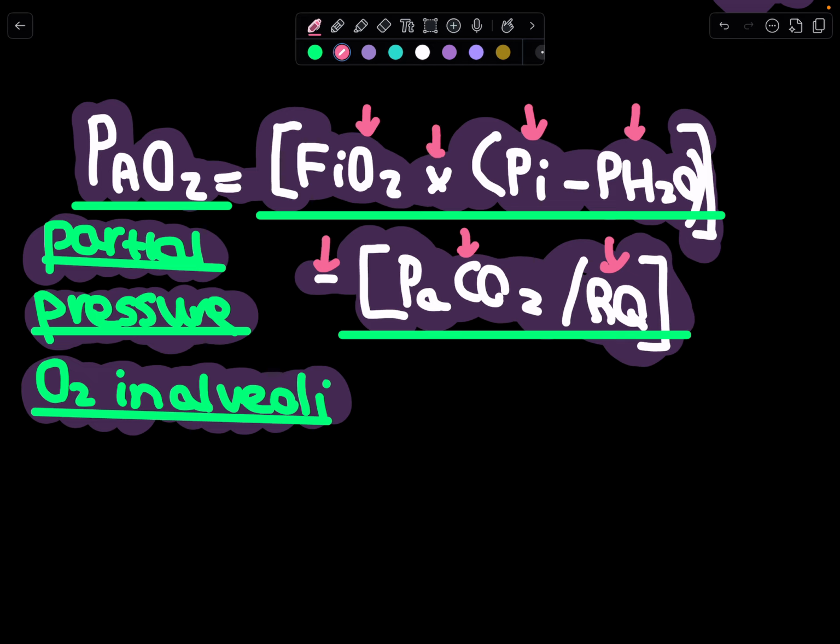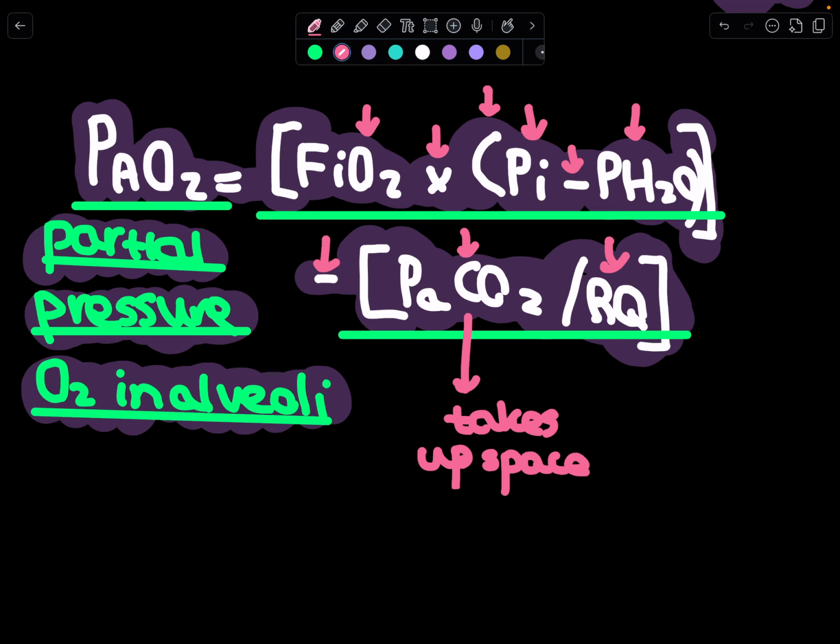We subtract PaCO2/RQ in the alveolar gas equation because the carbon dioxide, PaCO2, in the alveoli takes up space, reducing the oxygen pressure available for diffusion. Dividing by the respiratory quotient, RQ, adjusts for the ratio of CO2 produced to oxygen consumed, ensuring the equation accurately reflects how much oxygen, PaO2, is left.